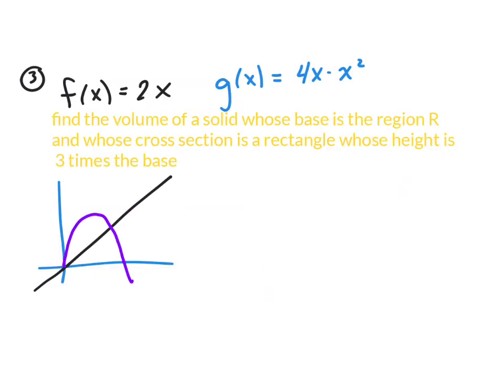Okay, for our third example, you'll notice I kept the same two functions. I'm just changing the question. Find the volume of a solid whose base is the region R. So make sure you're getting this down. Whose cross-section is a rectangle, whose height is 3 times the base. Okay, so we're steering away from the squares, and we're talking about a rectangle, so that's the first thing I want you to underline. And here's the description. Whose height is, and again, is in math means equals, whose height is 3 times the base. So if you had to write that out, the height is 3 times the base.